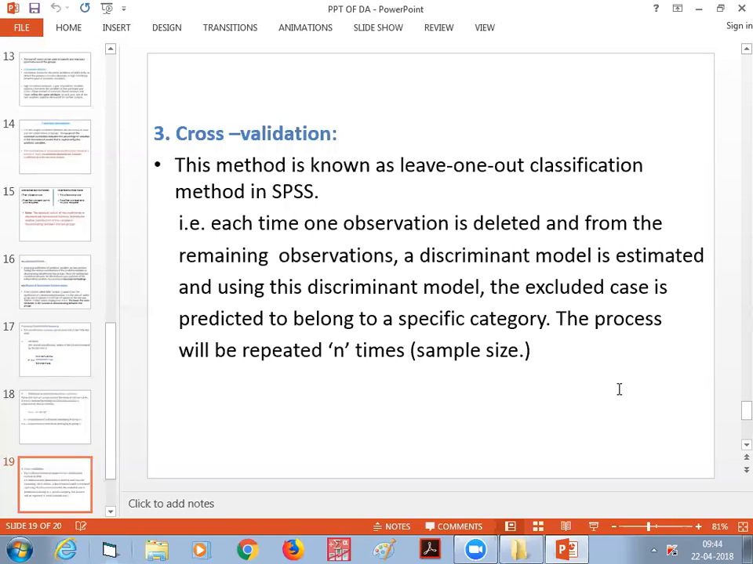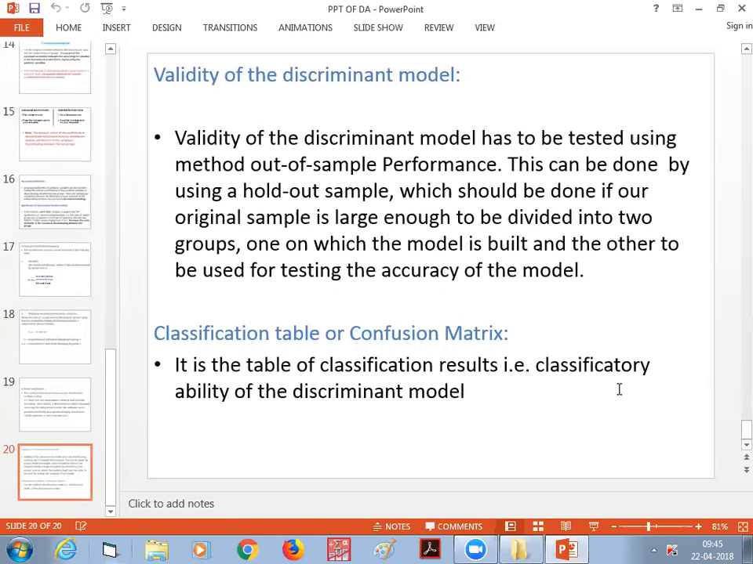This method is known as the leave-one-out classification method in SPSS. Each time one observation is deleted, and from the remaining observations a discriminant model is estimated. Using this discriminant model, the excluded case is predicted to belong to a specific category. So there are two types of cross validation: one is a separate sample, or within that sample observation also we can go for cross validation. So the validity of the discriminant model we can check.